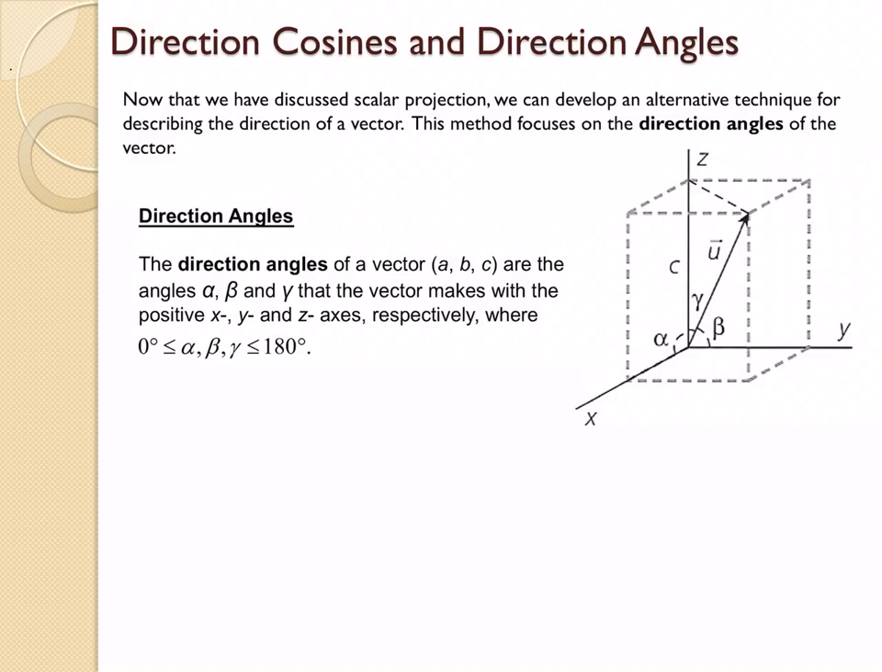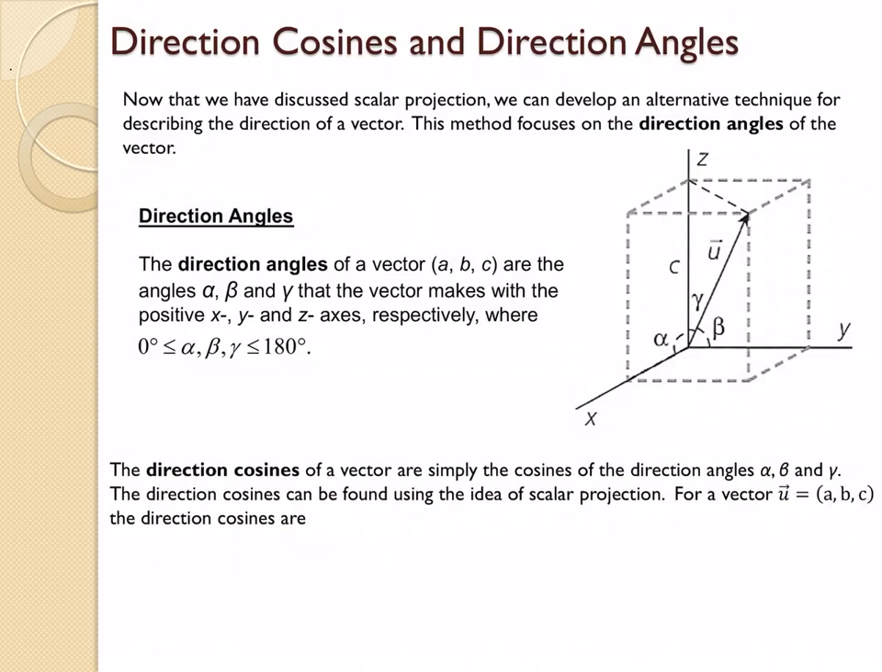So alpha is the angle between the x-axis and the vector, beta is the angle between the y-axis and the vector, and gamma is the angle between the z-axis and the vector. And the direction cosines are very helpful here because if you just project that vector onto each of the axes, you find that you can just do cosine of each of these.